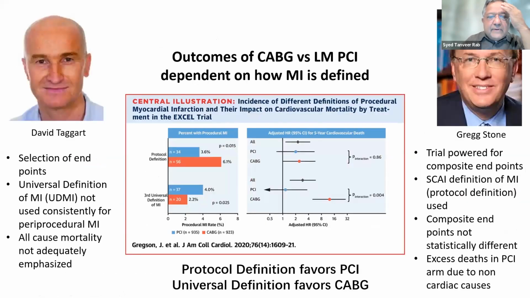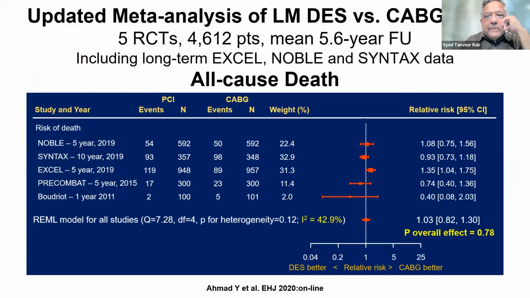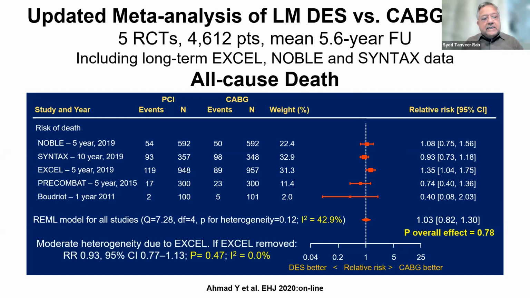And outcomes of CABG versus left main PCI, I won't go through all this, but it's mostly on how MI was defined. This is not really the purpose of this talk, but let's talk about meta-analysis of left main trials at 5+ years follow-up. The most important thing is that all-cause death appeared to be very similar in all trials, except the outlier was maybe EXCEL and another trial that was undertaken with previous generation stents in 2011 by Boudriot et al. But there's heterogeneity due to EXCEL. If you removed EXCEL as a trial, there was no real difference between DES and CABG.